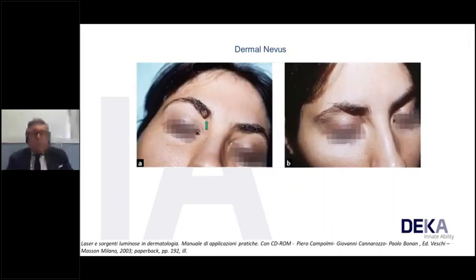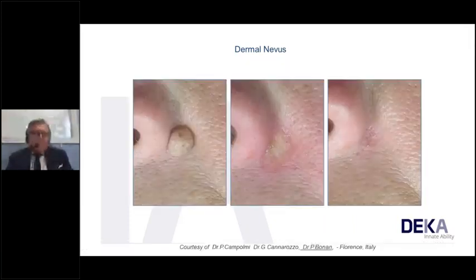Dermal nevus of the eyebrows. We treat these dermal nevi in 1 session with freehand and SP pulse, and we got good results and hair regrowth. In the lateral of the wing of the nose, we have the complete vaporization of the dermal nevus, and after 20 days, 1 month, you see the results.